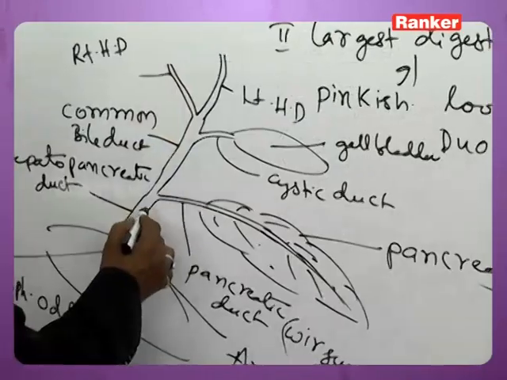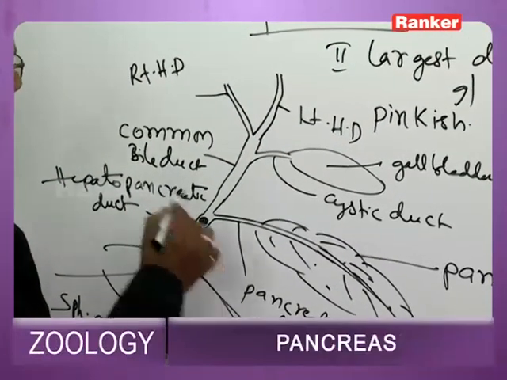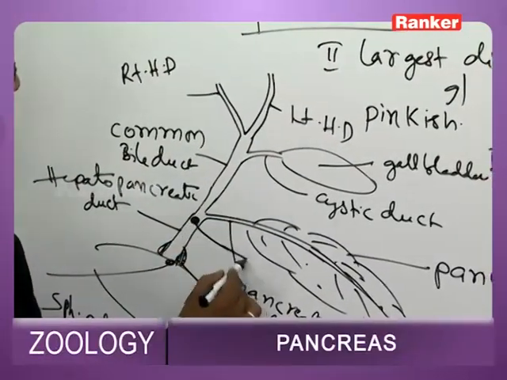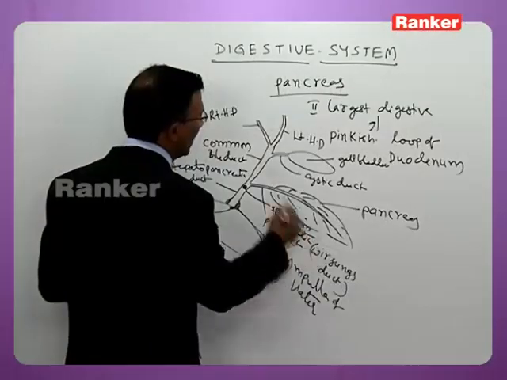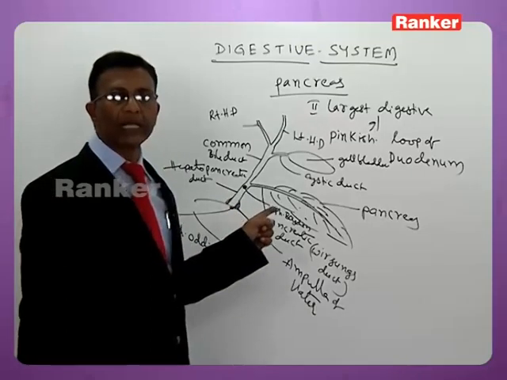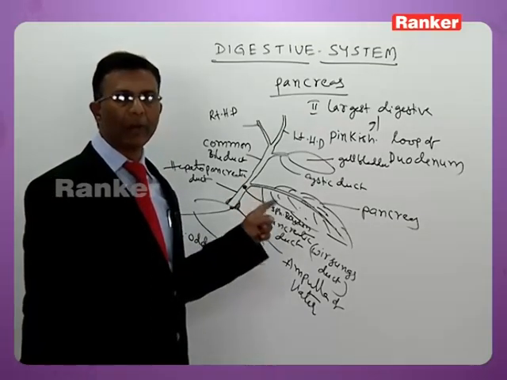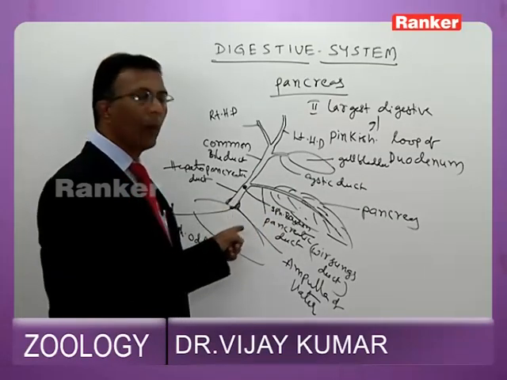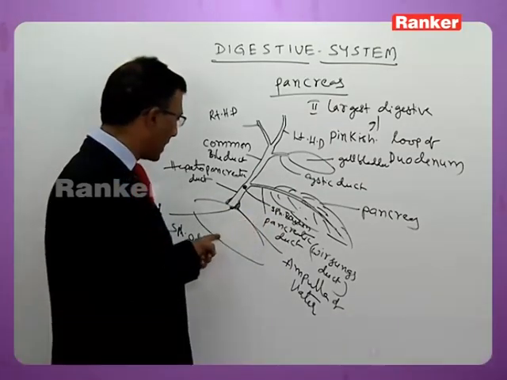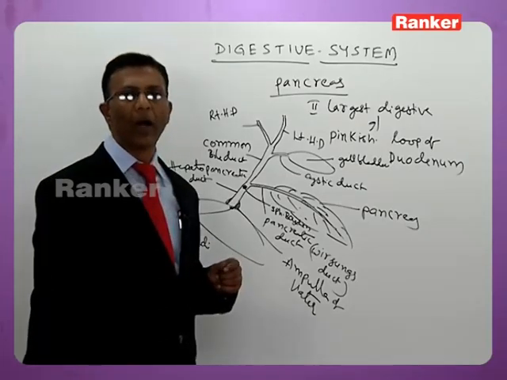The sphincter that lies at the base of common bile duct over here is called sphincter of Boyden. The sphincter that lies at the point of opening of hepatopancreatic duct into duodenum is called sphincter of Oddi.